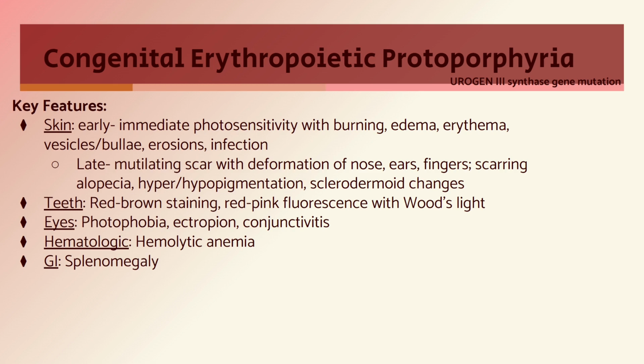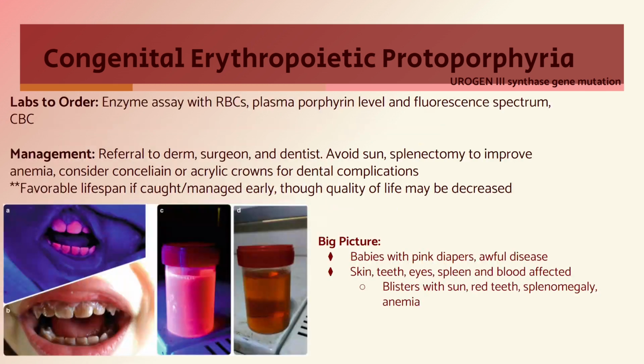There also is the chance of photophobia, ectropion, and conjunctivitis with this disease. Hemolytic anemia and splenomegaly also occur. So here's some good examples of the fluorescent Wood's lamp, as well as the pink urine that also shows up in this one, as it also shows up in PCT and most of the others as well.